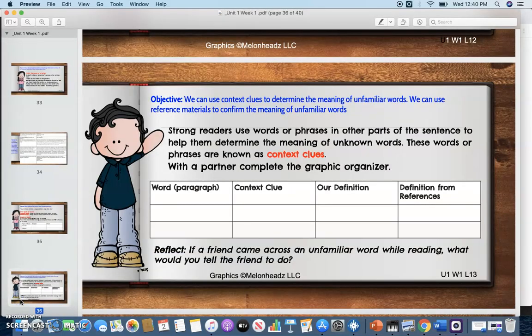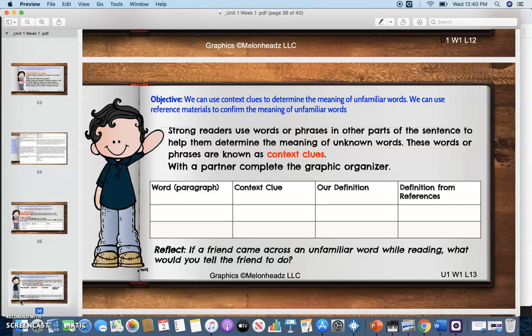We have two objectives for today, and they are as follows. We can use context clues to determine the meaning of unfamiliar words, and we can use reference materials to confirm the meaning of unfamiliar words. Now, there's some words in there that you might not understand, like context clues and reference materials. So I'm going to go over those.